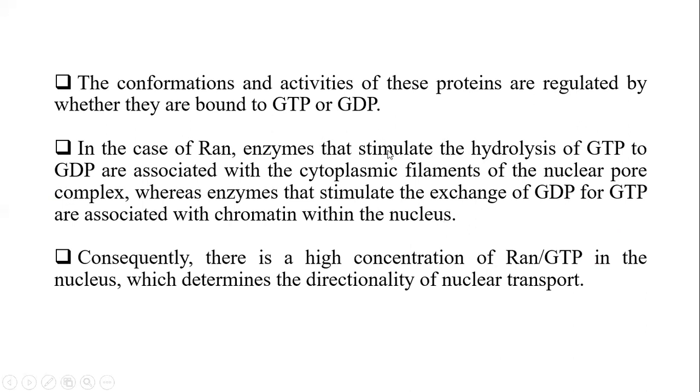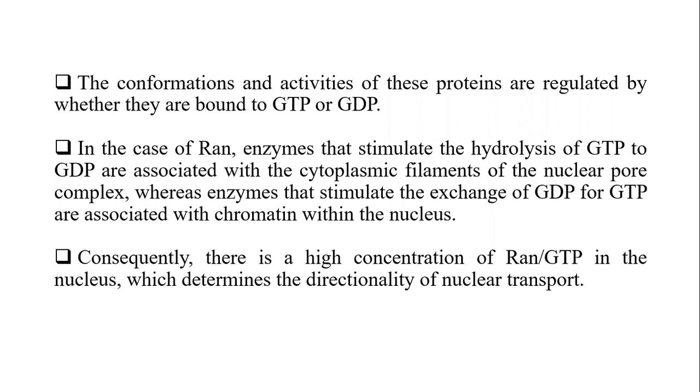So normally, what we have seen is that when it is bound to GTP and hydrolysis happens, there is a conformational or structural change which results in the opening of the pores, so that the transport of molecules can happen. Same way here also, it is because of the binding of GTP and the affinity towards GTP and GDP. Now, one more thing extra here is that the high concentration of RAN GTP in the nucleus will determine the direction of nuclear transport.